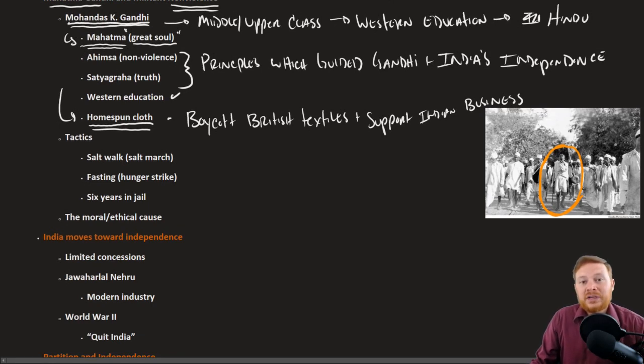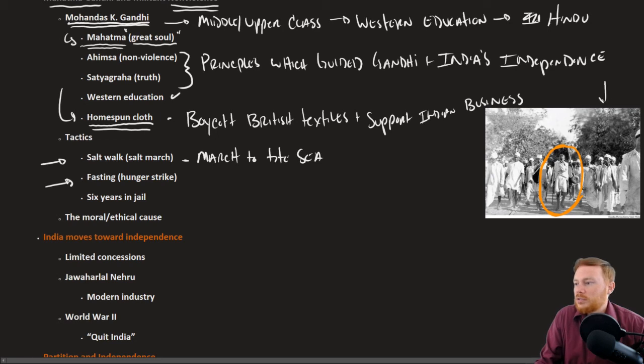Gandhi's tactics were incredibly effective. Some of his more famous ones include the Salt Walk, or the Salt March, and fasting. The Salt March was a march to the sea, again gaining a huge audience. I forgot exactly how many miles it was, but it was a very long march, and it started off with a small group of people, but as they marched closer and closer to the sea, more and more people joined. And the idea was to march to the sea and pick salt.